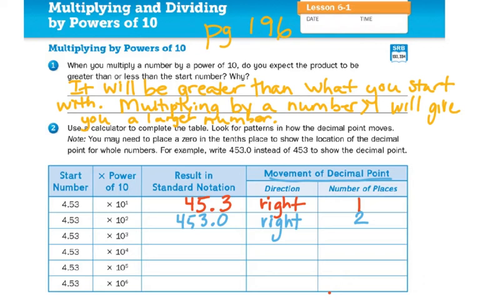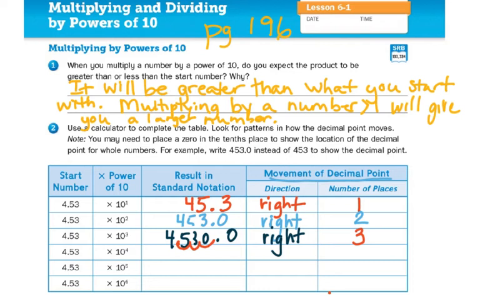Clear out your calculator. Take 4.53, or 4 and 53 hundredths, times 10 to the third. So count it out: times 10, times the second 10, times the third 10 equals 4,530. I'll write that again. 4,530. And it moved to the right, and it moved from here, 1, 2, 3. It moved 3 places.